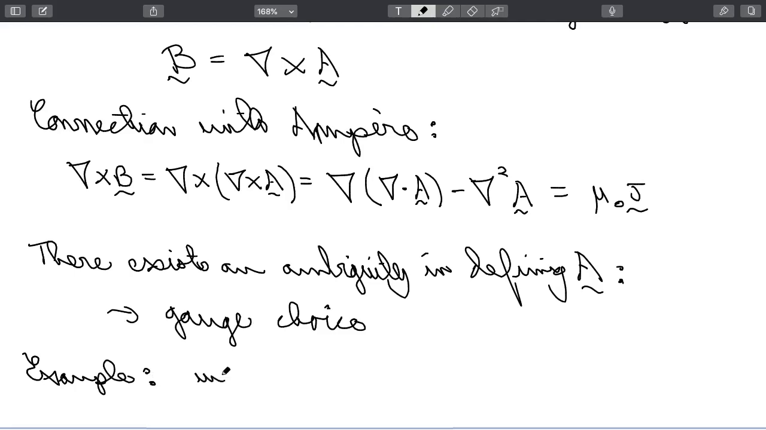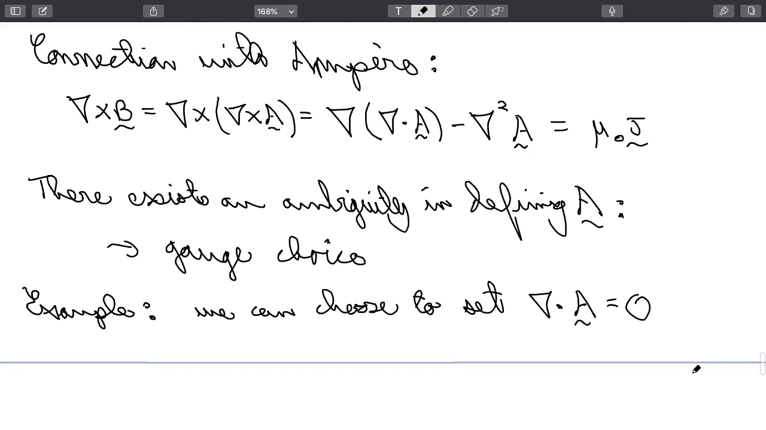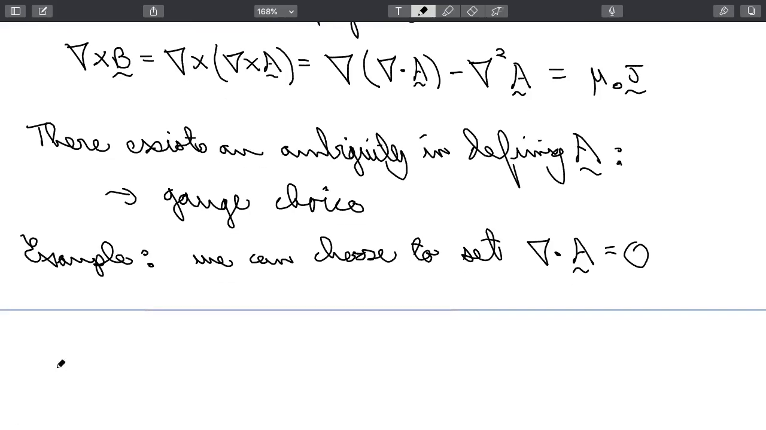We can choose to set the divergence of the vector potential equal to 0, just by choice, without essentially limiting our representation in any way. So why is that the case?